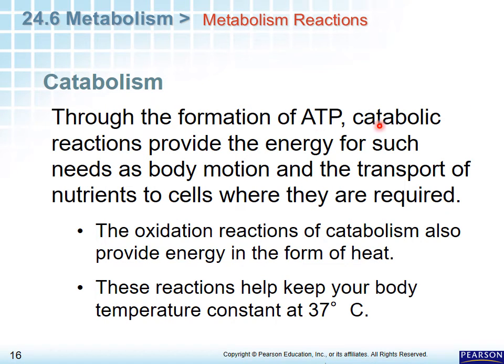Through the formation of ATP, catabolic reactions provide the energy for such needs as body motion and the transport of nutrients to the cells where they are required. The oxidation reactions of catabolism also provide energy in the form of heat. These reactions help keep our body temperature constant at 37 degrees Celsius because of the constant breaking down of energy. That's why we are able to keep our body temperature at 37 degrees Celsius.